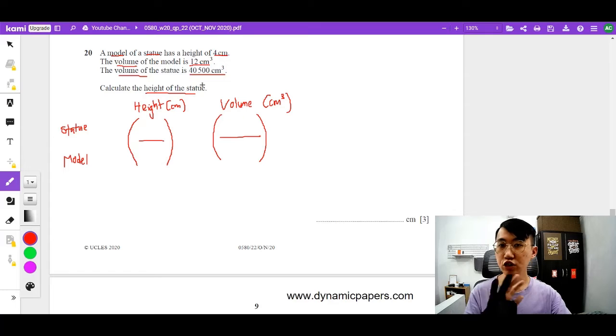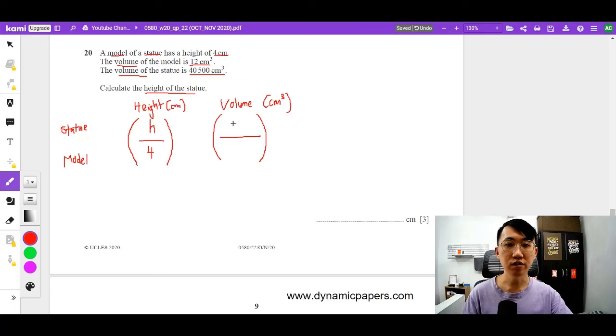Alright, so teacher already highlighted all of the important information here. And I want you to lay out your working like this, where teacher puts statue first, over model. So we are going to use the ratio method, okay? See that? Height. You're going to put your statue's height first. In this case, we don't know, so we have to put h. Over, or divided by, your model's height. That is going to be 4. Put 4 inside.